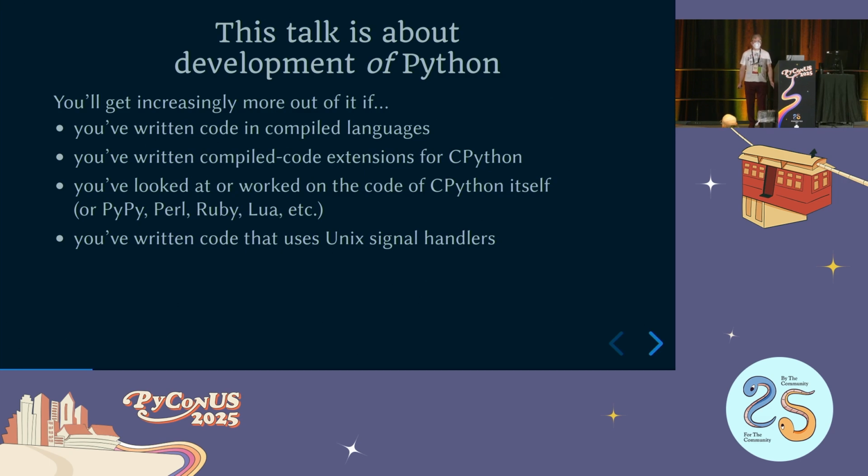You're going to get more out of this talk if you have ever written a compiled code extension before. You're going to get more out of it if you've written code in a compiled language at all. If you know the essence of how a bytecode interpreter works, not necessarily CPython itself. And incidentally, if you already understand the dangers of Unix signal handling, there's a big chunk of this that's not news to you.